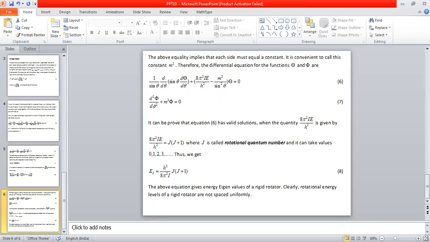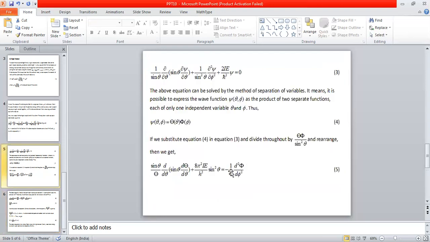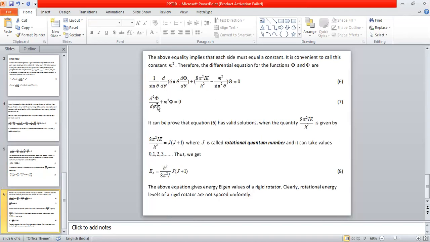And we are going to get the second equation. Observe here. The second equation is minus 1 by phi d square phi divided by d phi square, which is equal to m square. And again, if we simplify the particular equation, we end up with d square phi divided by d phi square plus m square phi is equal to 0. So this is our equation 7.